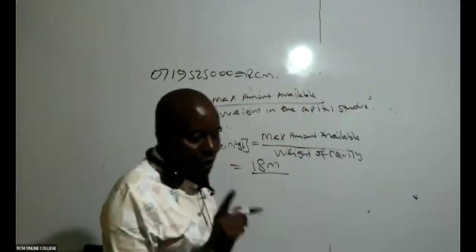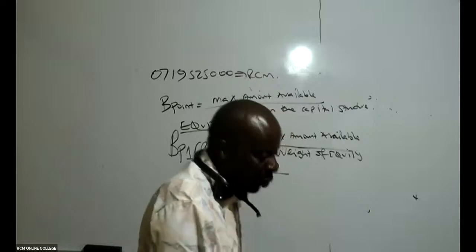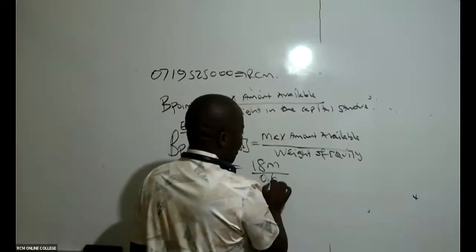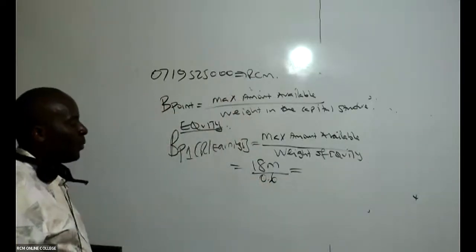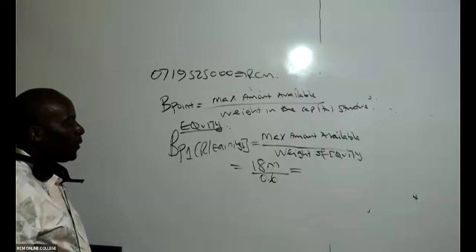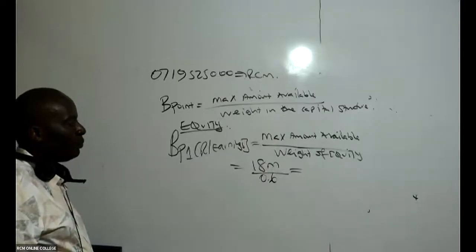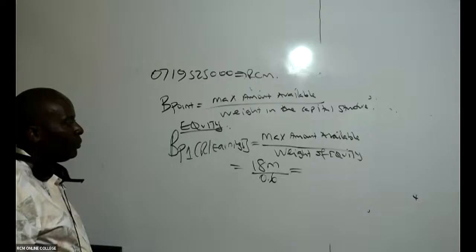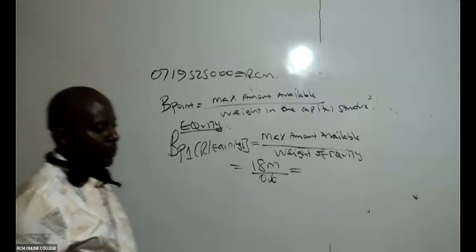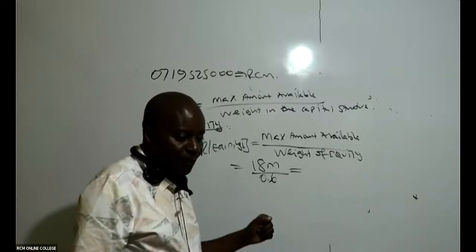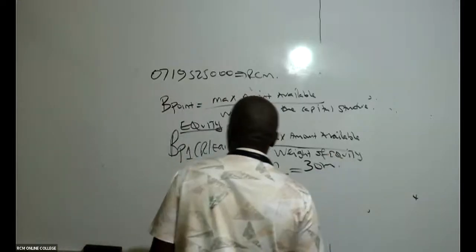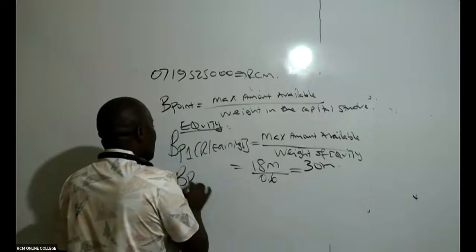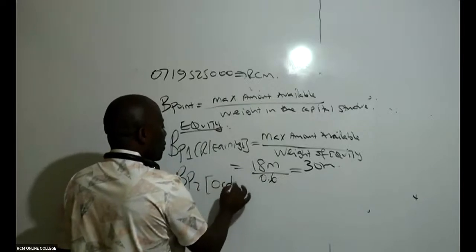So the optimal weight was 0.6. Can you kindly go ahead and divide this for me? 18 million divided by 0.6 will give me what breakpoint? We are almost finishing, just 5 minutes. So this is giving me 30 million. Thank you so much. Then we shall come and get breakpoint 2 for ordinary shares.